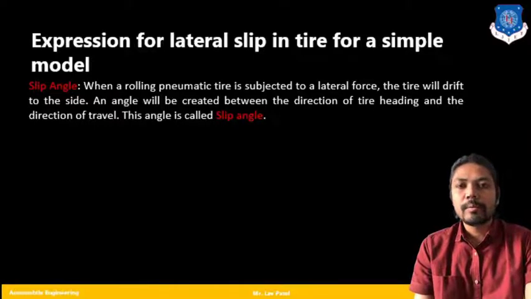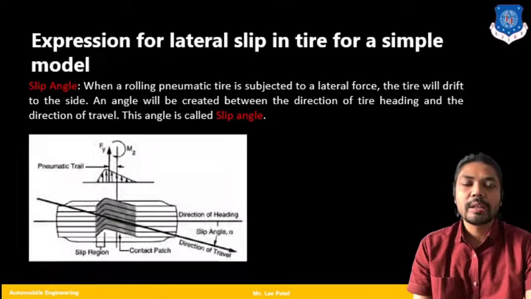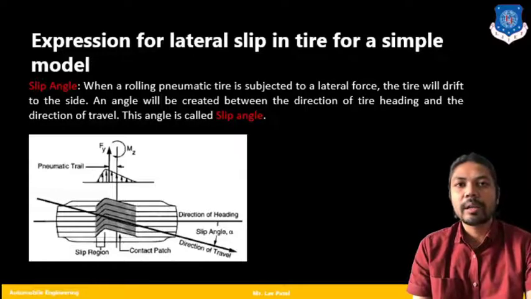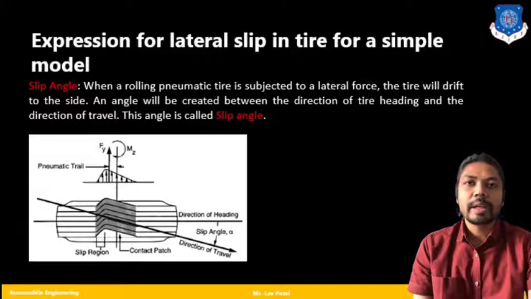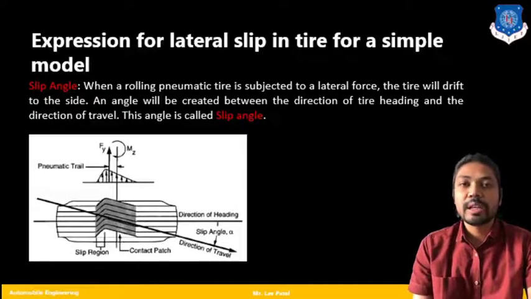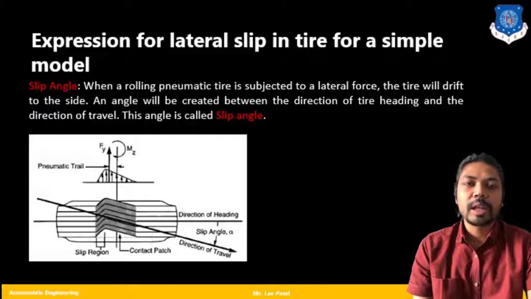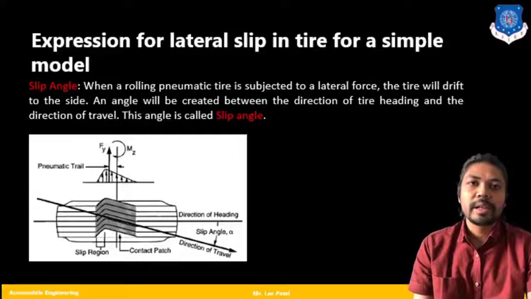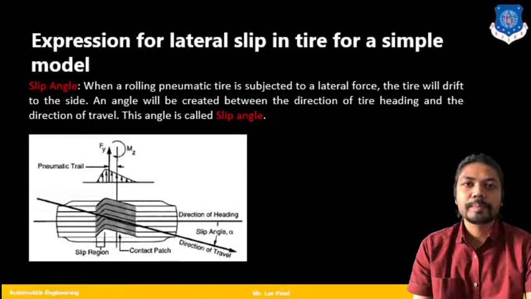In the first figure you will find that the direction of heading is that horizontal line seen in the figure. But due to the lateral force, what will happen? The direction of travel is going to change for the tire, and in between them the angle will be created, and that angle is called slip angle. So it is a basic definition of slip angle.